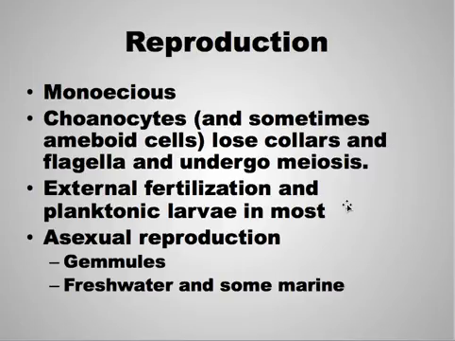Reproduction: they are monoecious, meaning that each individual has both male and female sex organs. Another name for monoecious would be hermaphroditic. So in some cases, the collar cells or choanocytes lose their collars and flagella and undergo meiosis. External fertilization is most common, with planktonic larvae in most cases. In asexual reproduction, gemmules are frequently released, in both freshwater and marine species.